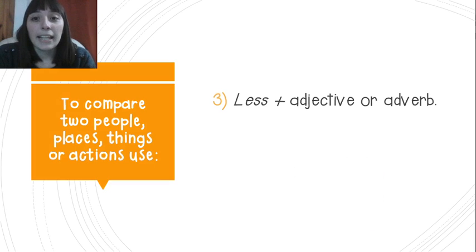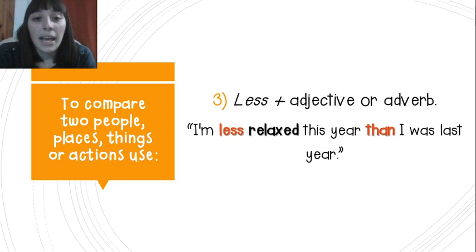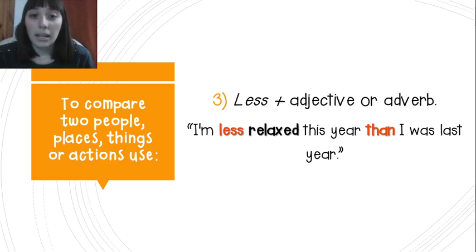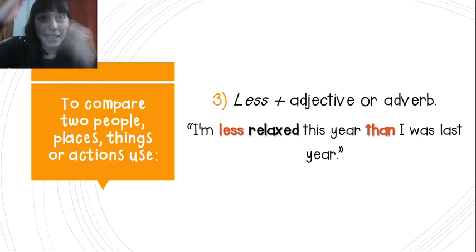We have a third case, that is the use of less plus an adjective or an adverb. Less is used because it is the opposite of more, so instead of saying more, we can use less. For example, I am less relaxed this year than I was last year. If you feel more relaxed, you can say, I am more relaxed. But here, this person says that he or she feels less relaxed. Not more, less.